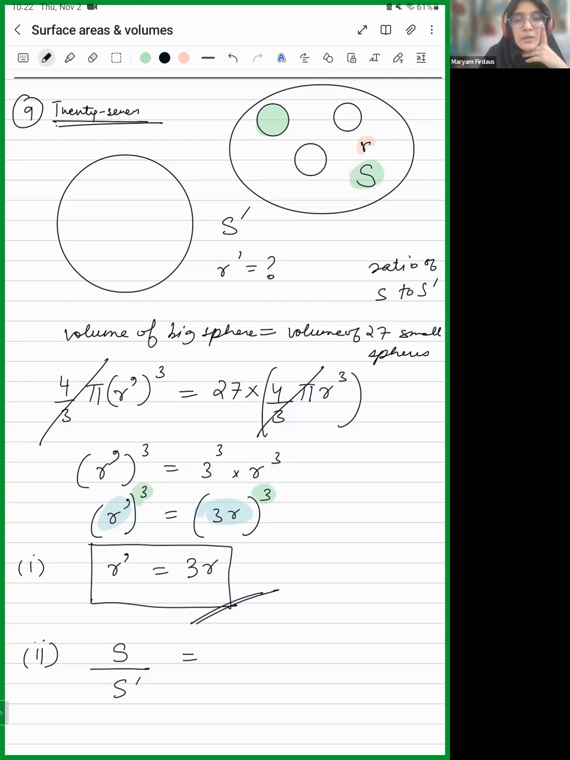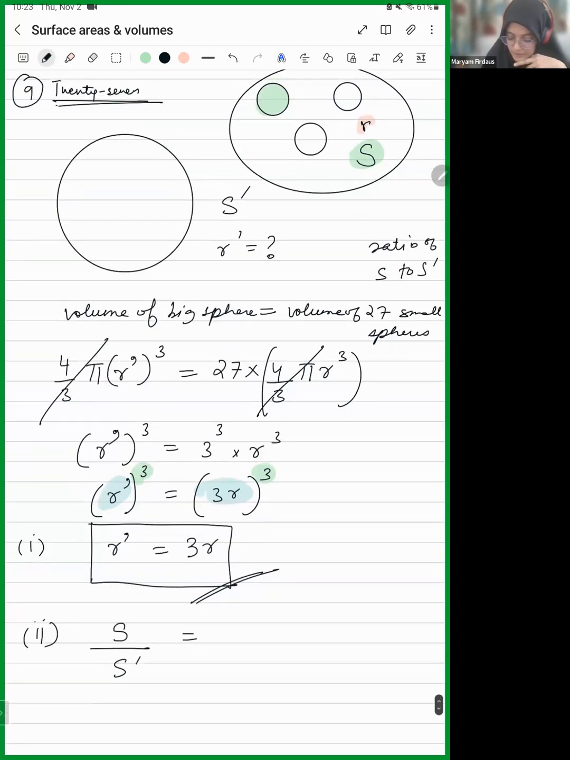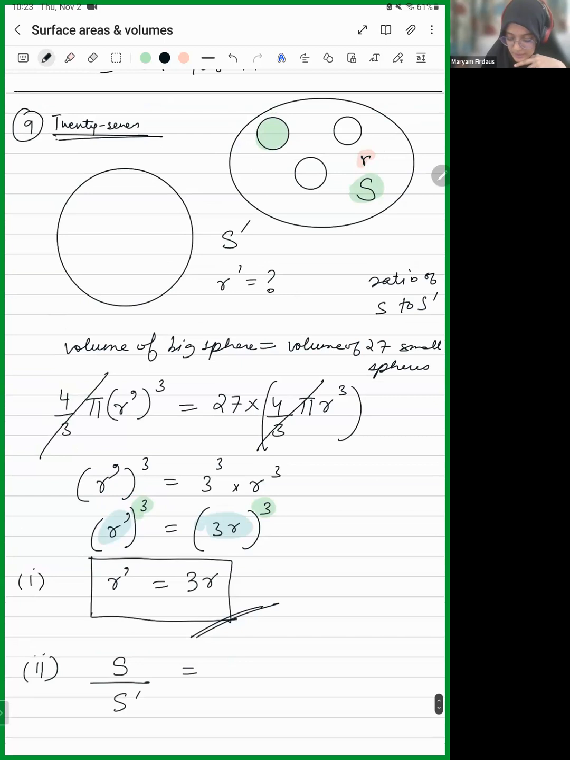Is this a hemisphere or a sphere? Yes, sphere, ma'am. So 4 pi r square. 4 pi r square, right? So the surface area of the small sphere is 4 pi r square. And what is the surface area of the big sphere? 4 pi r dash square, right? 4 pi r dash square.